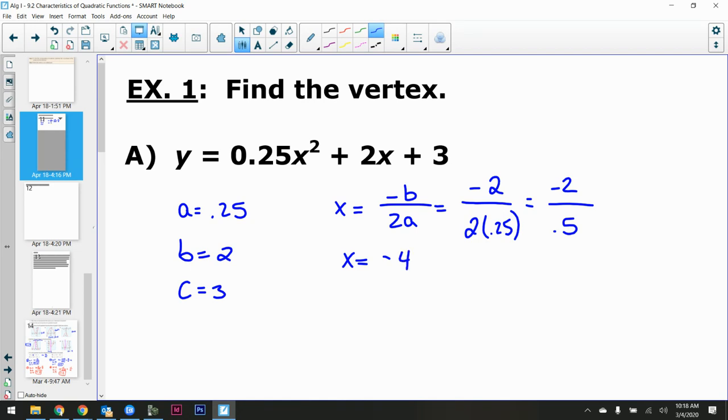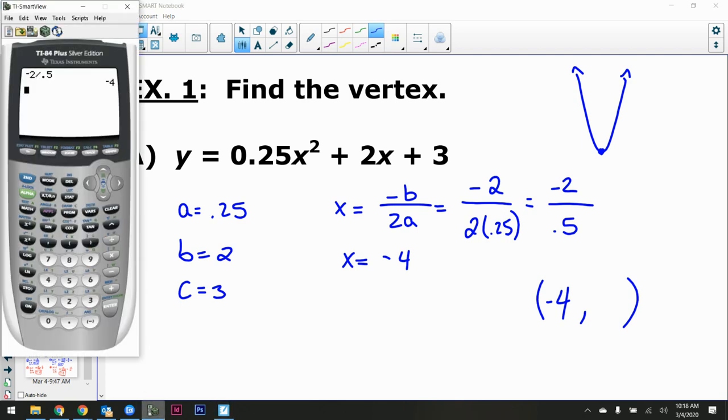Now, that's just half of my answer, because the full answer is a coordinate. It's a location. Where is that vertex? What do I know about this parabola? That it opens up. Good. So generally speaking, this looks like this. I am looking for this coordinate, that location. I know it's got the x value of negative 4, but I don't know where the y value comes in yet. So let's figure out where the y value comes in.